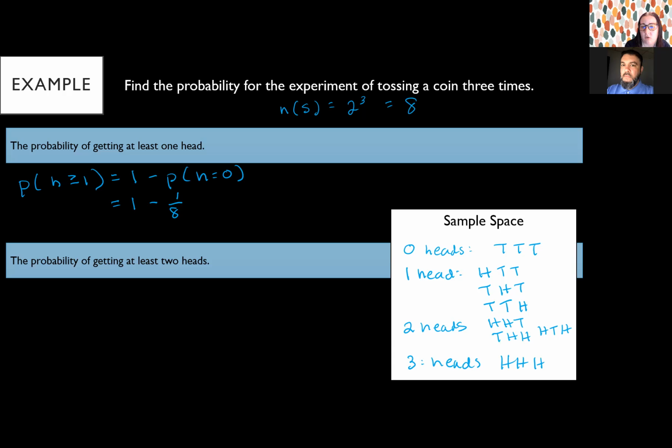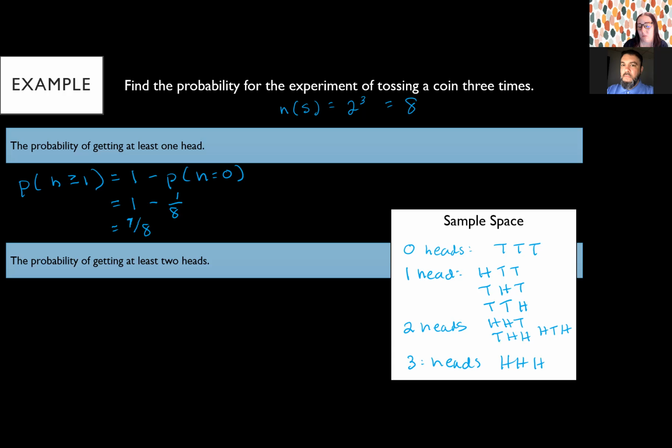So our complement is 1 minus 1/8. And so this gives us, not 1/7, 7 over 8. I don't know why I did 1/7. That is definitely not mathematically right. So the probability of getting at least 1 head is going to be 7 over 8.